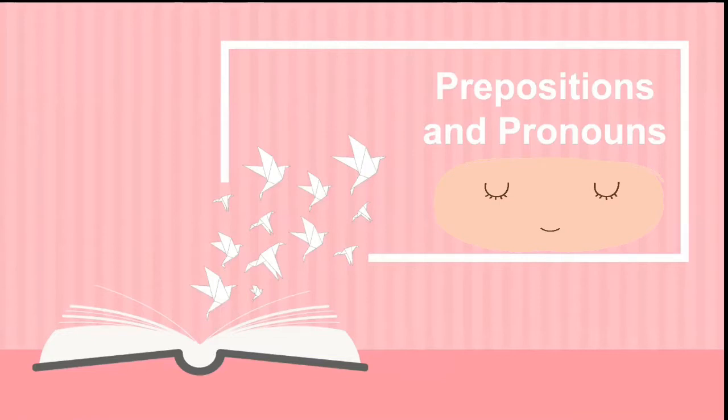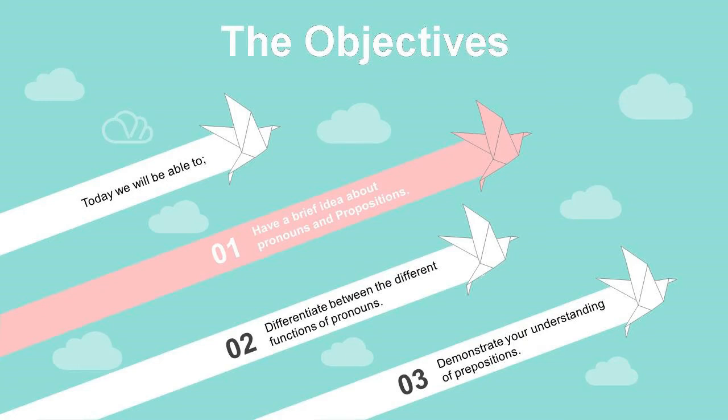Today we are going to be talking about prepositions and pronouns. There are three objectives that we are aiming to achieve by the end of this class. First of all, having a brief idea about pronouns and prepositions, differentiating between the different functions of pronouns, and differentiating your understanding of prepositions.